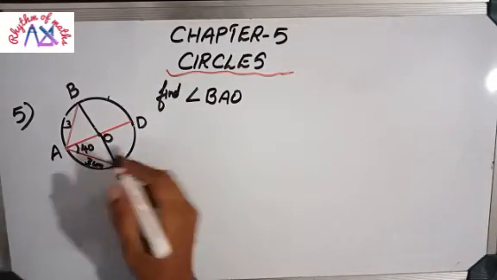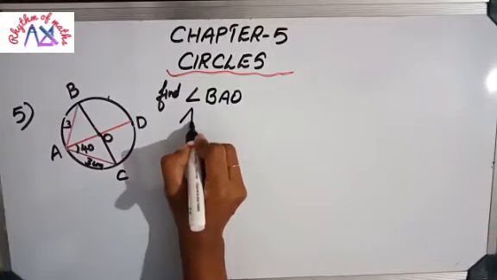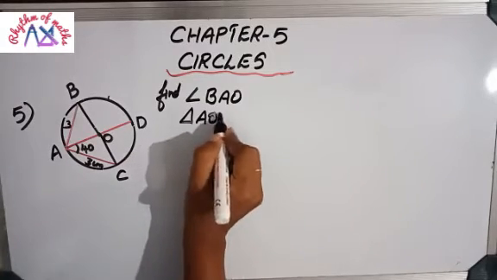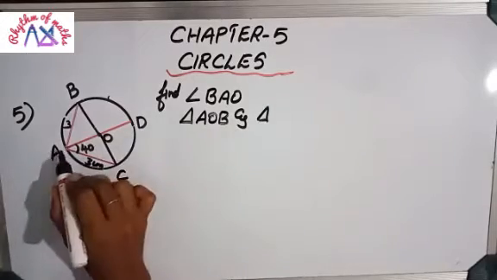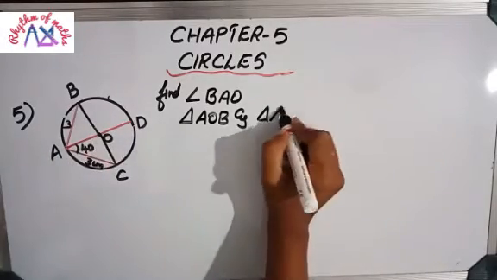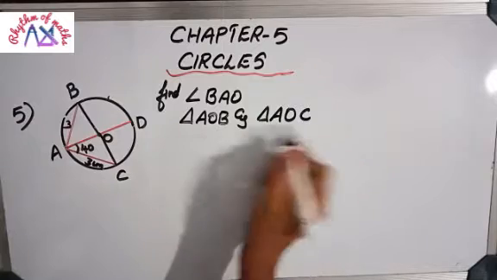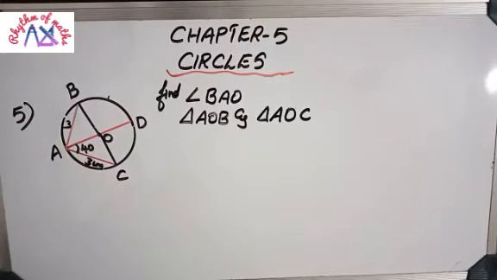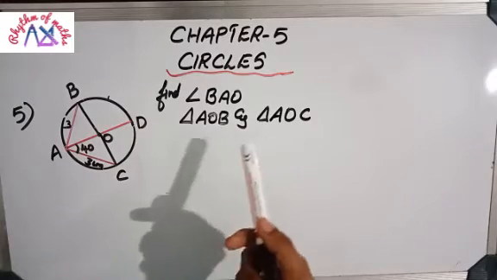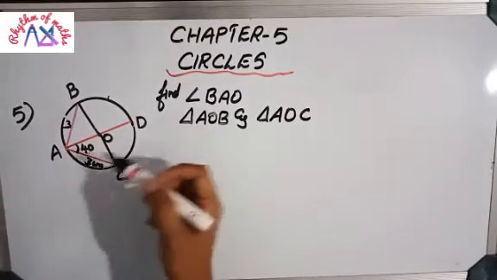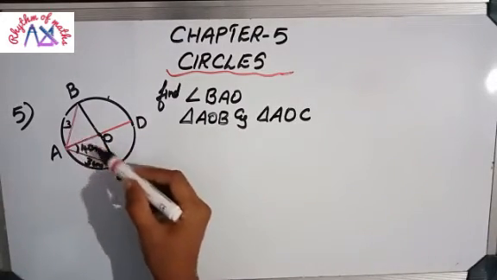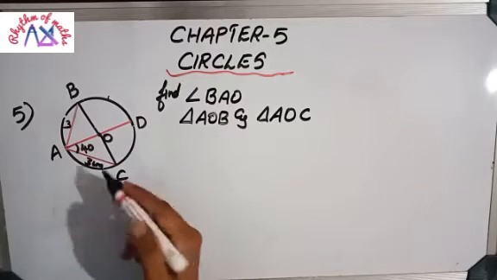So we got two triangles here: the first one is triangle AOB, and the next is triangle AOC. Now we are going to prove these two are equal triangles. If they are equal triangles, we can say that the remaining sides and remaining angles will also be equal. So first of all, let's check which sides are equal in these two triangles.